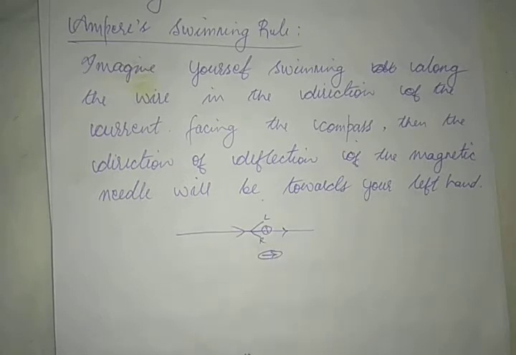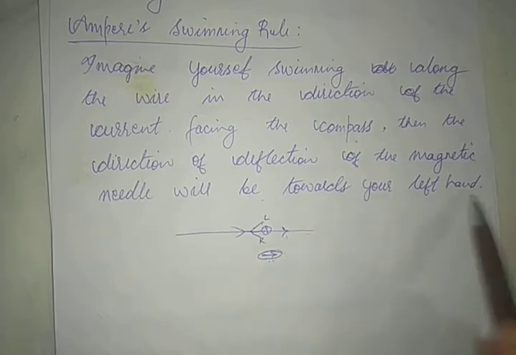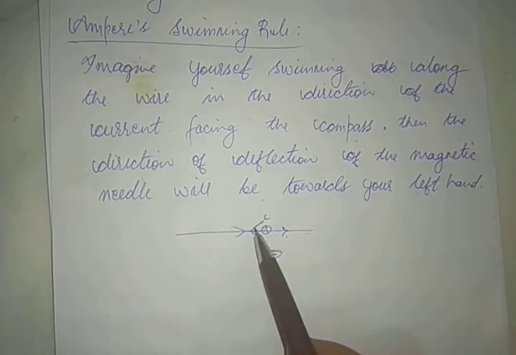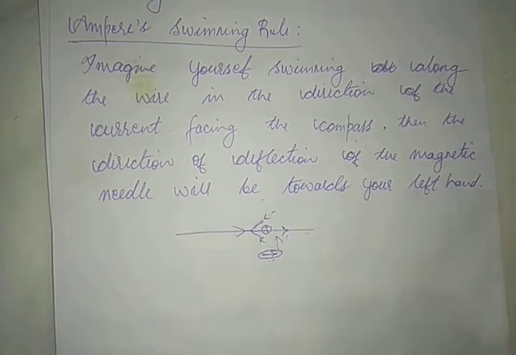I have drawn a picture over here where you are swimming, and say for example you are facing the compass, which is down below here. My picture is not very perfect. You are facing the compass and swimming along the length of the wire in the direction of the current. What Ampere's swimming rule tells us is the magnetic needle will deflect towards your left hand. So whichever side is your left hand, the magnetic needle is going to deflect in that direction.